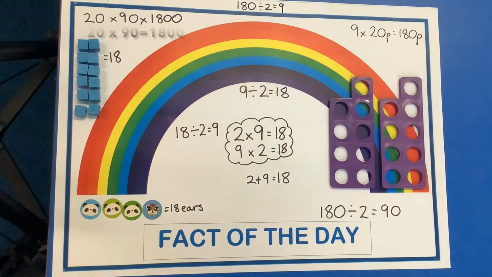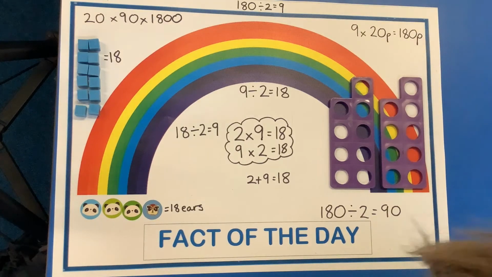Okay, I've noticed a small error here. 20 times 90 at the top should be equals 1,800. Sorry about that. Okay, so let's look for those truths and let's look for those fibs. So I've got my green for growth and my tickled pink. Let's see what we can spot.